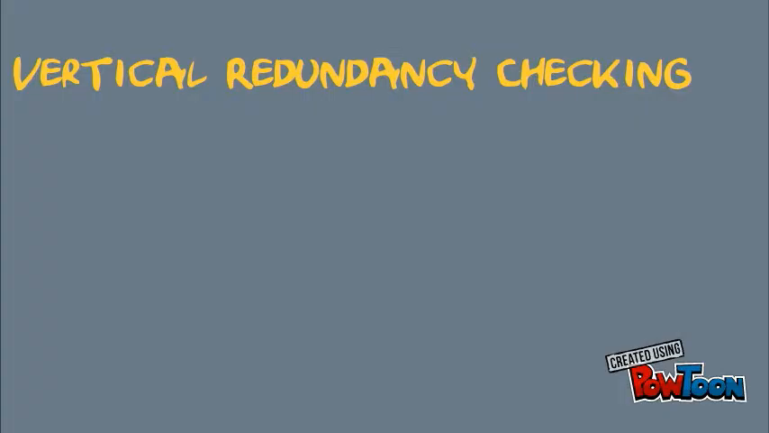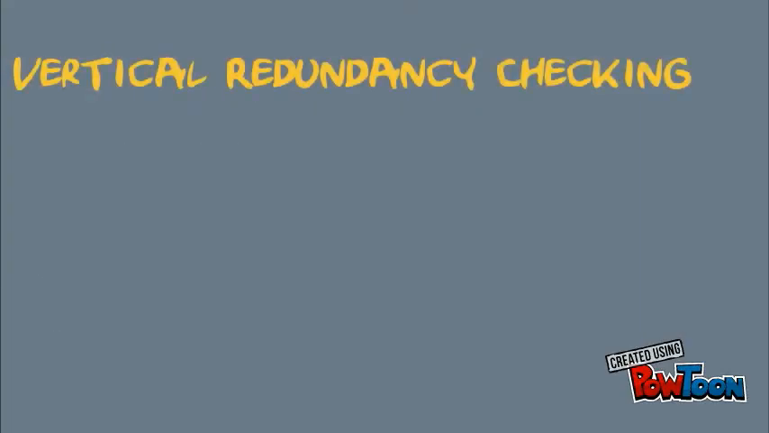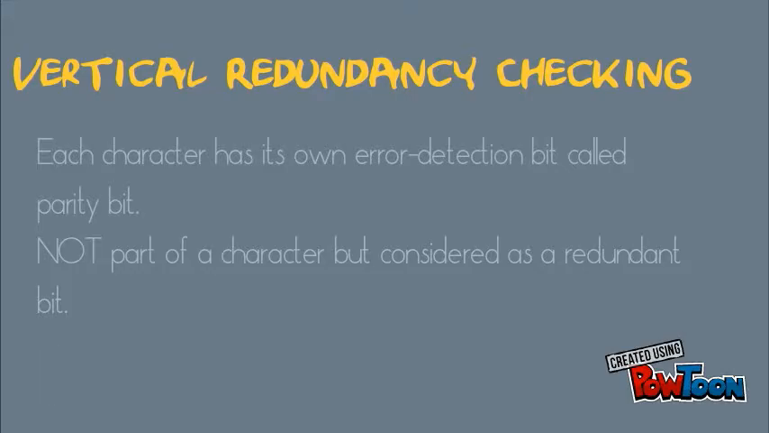Vertical redundancy checking, or simply called VRC, is probably the simplest error detection scheme and is generally referred to as character parity or simply parity. With character parity, each character has its own error detection bit called the parity bit. Since the parity bit is not actually part of the character, it is considered a redundant bit.